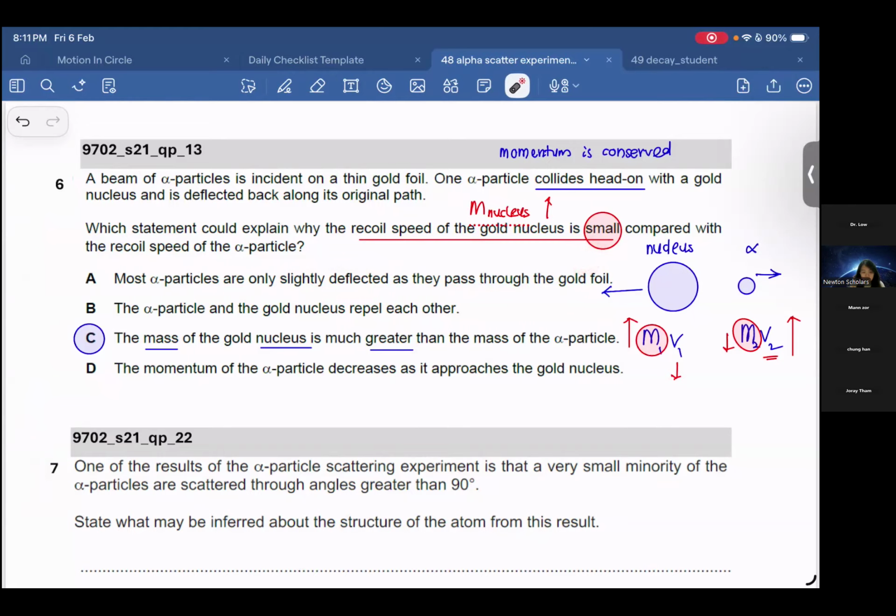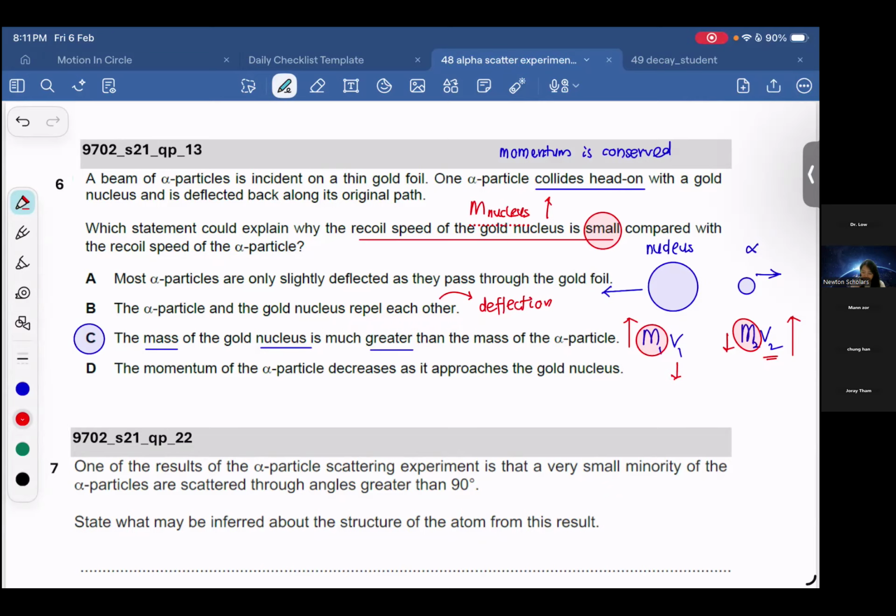Okay, then B, the alpha particle and gold nucleus repel each other. This one is just showing that they got a deflection. Why does deflection happen? So this sentence only explains that, and it is also not explaining why the speed is smaller for the nucleus.